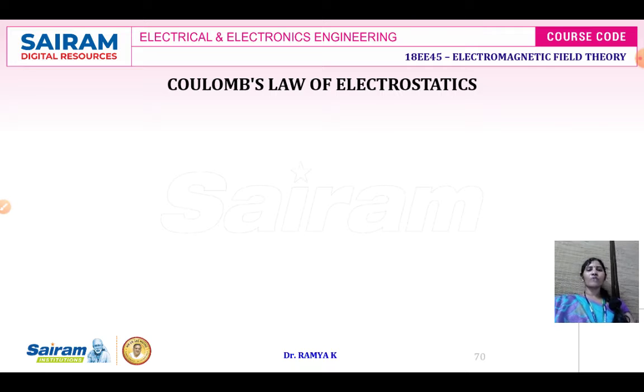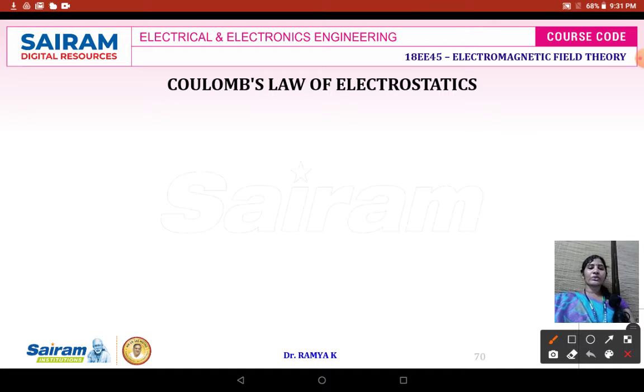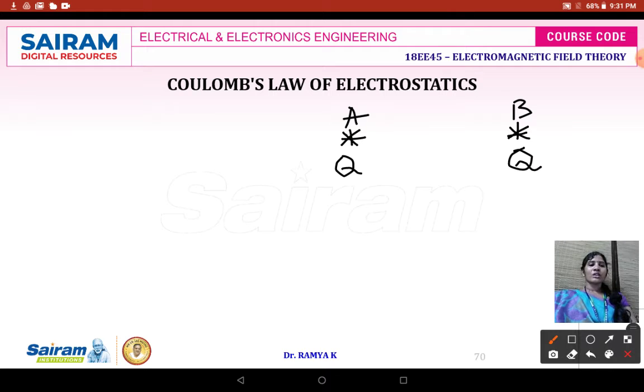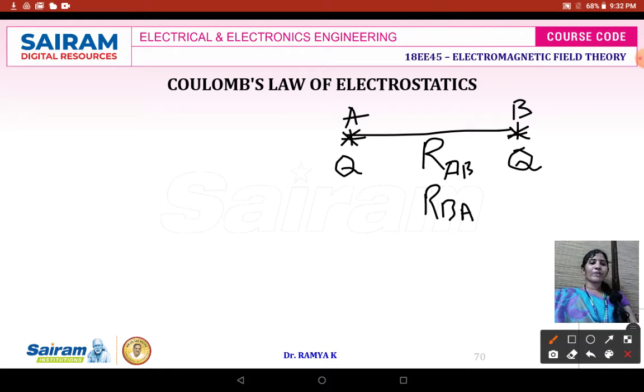Coulomb's law of electrostatics is going to be your second law. To understand it, first we have to consider two charges. Consider point A and point B. Here you are going to have one point charge and here another point charge. These two point charges are separated by a distance of r meters. Here I can write the distance r as RAB or RBA, depending upon whether the vector is going to travel from A to B or from B to A.